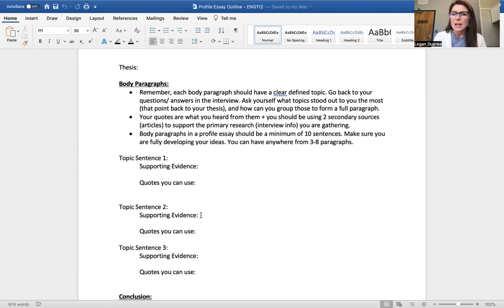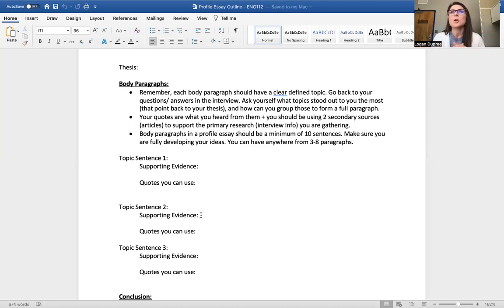Remember that each body paragraph should have a clear, defined topic. Go back to your questions and the answers that you did in your interview and ask yourself, what topics stood out to you the most that point back to that thesis statement? Then ask yourself, how can you group those ideas to form a full paragraph?